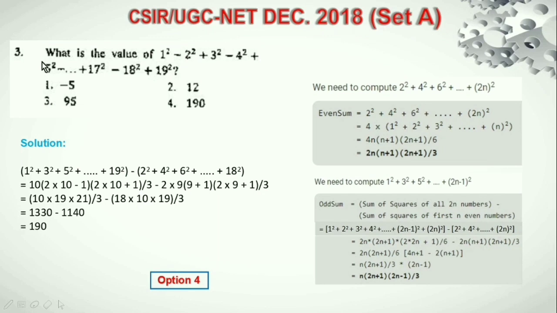Now we proceed towards question number 3. What is the value of 1 square minus 2 square plus 3 square minus 4 square and so on up to minus 18 square plus 19 square? First of all, we separate the given series in terms of series involving odd numbers and series involving even numbers.